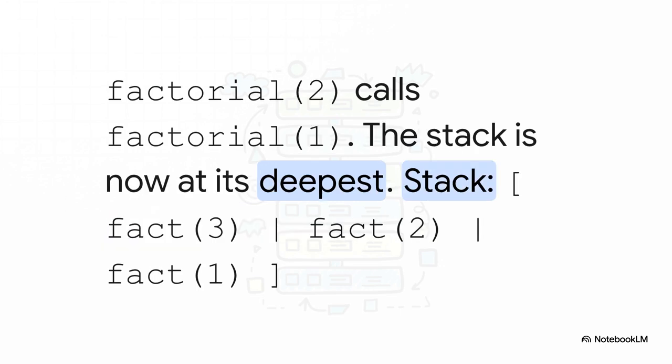And of course, you know what's next. Factorial of 2 calls factorial of 1. So a third frame gets pushed onto the stack. Now, this is the turning point. Factorial of 1 is our base case. It doesn't need to call itself again. It can just figure out its answer. The stack is now at its deepest point.